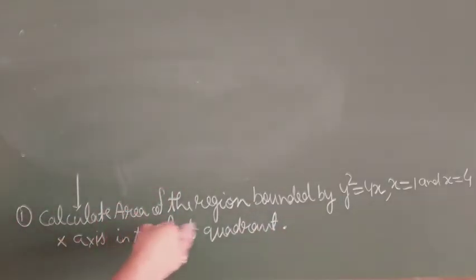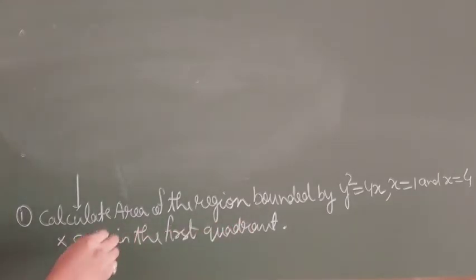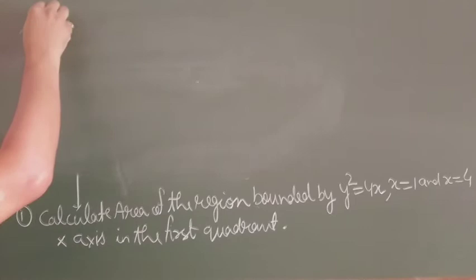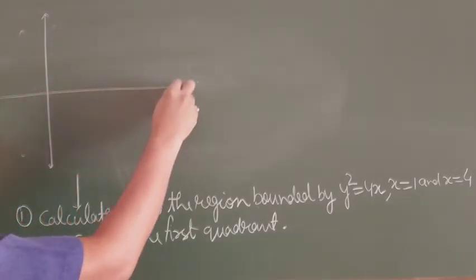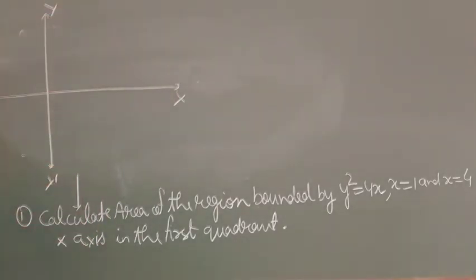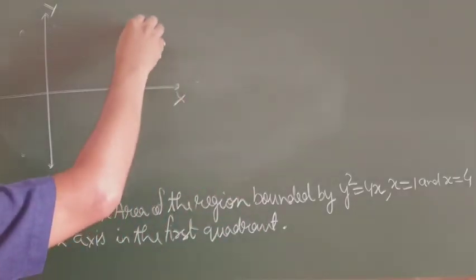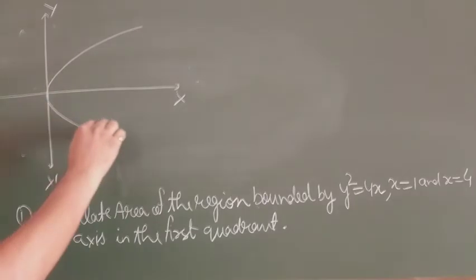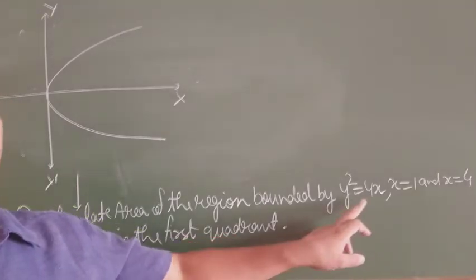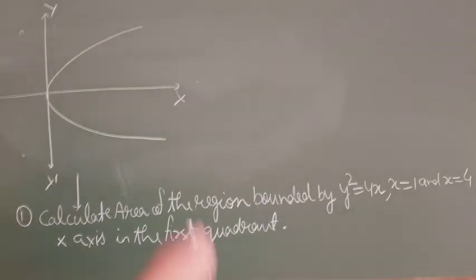Now students, you can see its graph. Y square equal to 4x is given to us, so we have to draw it. This is the x-axis and this is the y-axis. Correct? Y square equal to 4x is a parabola which passes through the origin. When we put x equal to 0, then we get y also 0. So it is a parabola.